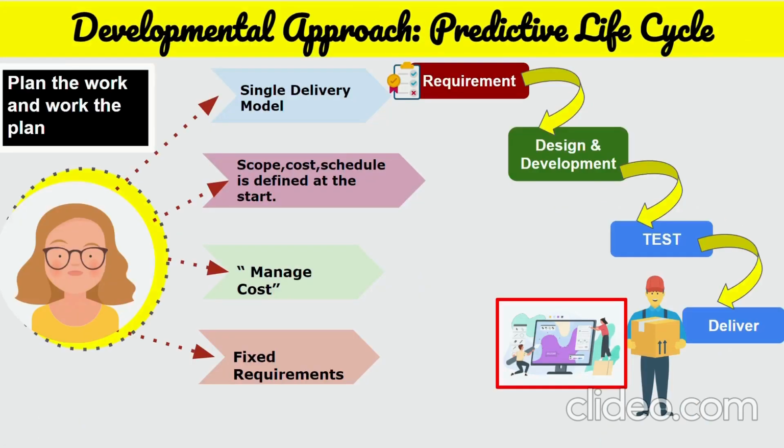Now it's time to discuss a few distinguishing characteristics of the predictive approach. The first one is the single delivery model. The product passes sequentially throughout the project life cycle and the final product is delivered to the customer. That is why we say that it is a single delivery model. Scope, that is work, cost, that is money, and schedule, that is time, are defined at the start of the project. Since everything is fixed, it is very easy to manage the cost. Due to the fixed requirements, we also sum up the predictive approach as plan the work and work the plan.